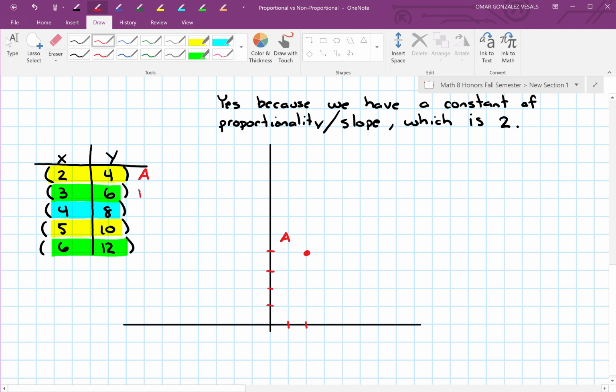What about point B? Where can I find point B? You have to go over 3 and then up 6. Now, here's my question. Do I go 3 from A or do I go 3 from the origin? From the origin. So I'm going to go over 3 and up 6.